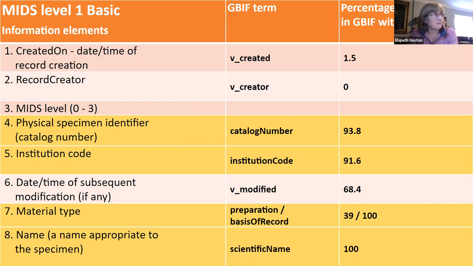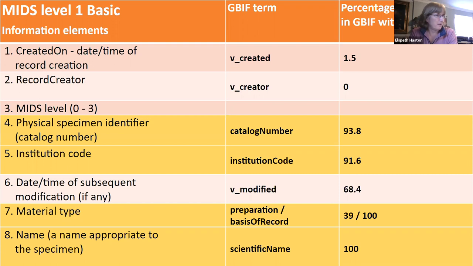So created on, the record creation, is present in a very low number of specimens in GBIF. 1.5% of the specimens I was looking at had a value in this field. The record creator, the verbatim creator, is not present in any. The physical specimen identifier, this is good news. And the catalogue number, 93.8% of specimen records in GBIF have a value in here. That's good news, as with institution code. So being able to identify, I find a specimen, that's looking good.